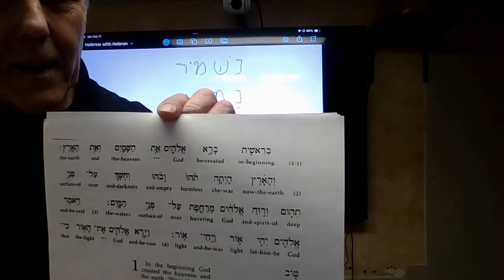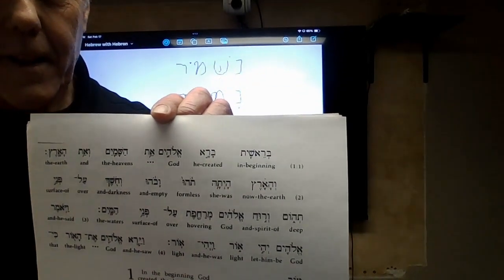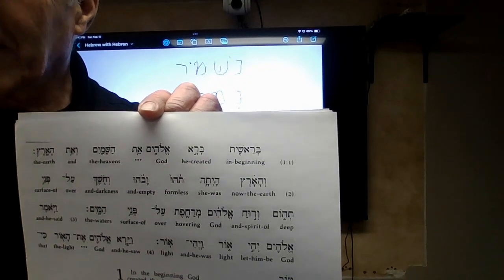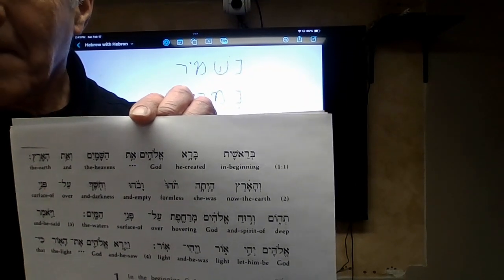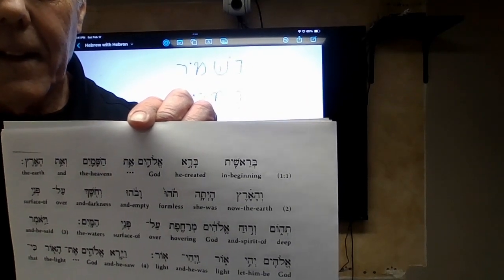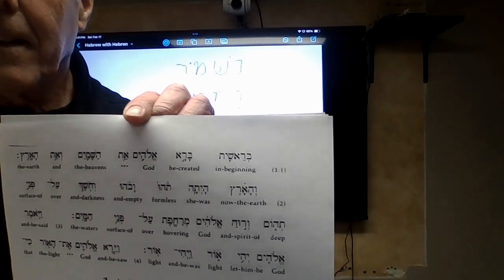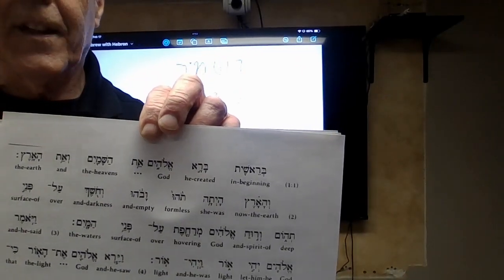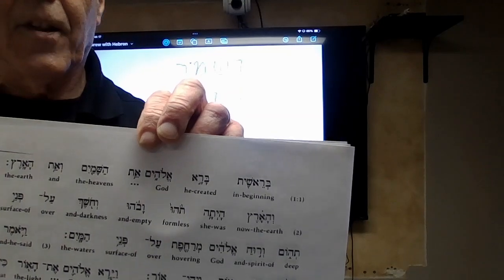Bereshit bara Elohim et hashamayim et haaretz. This is Genesis 1:1. So what does that Aleph Tav mean? It tells you that what is coming after it is a definite direct object.